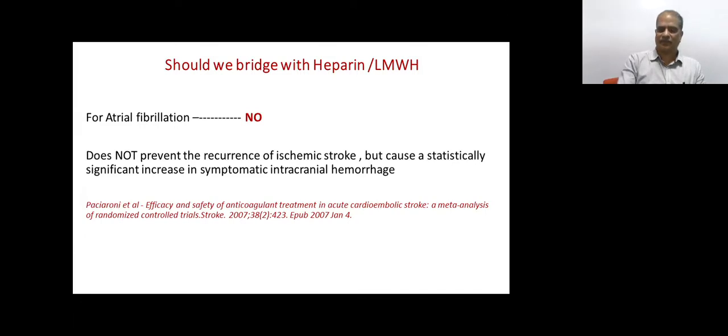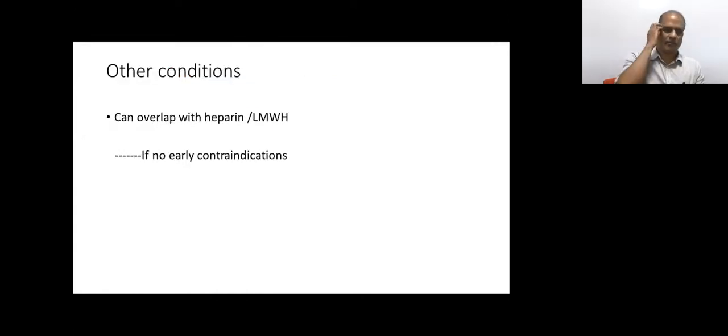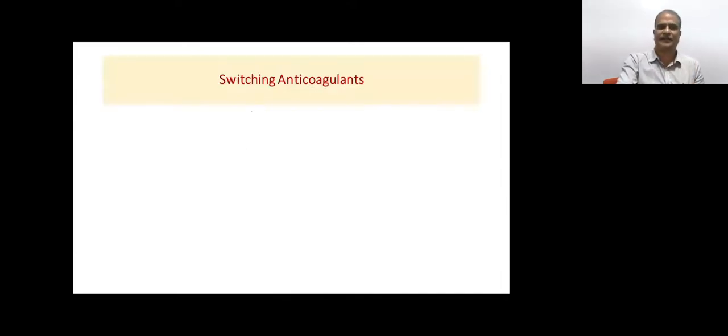Okay, so no bridging, if this is for atrial fibrillation. But for other conditions like carotid thrombus, left atrial thrombus, you can bridge. So only for atrial fibrillation you need not bridge. For others, if there is no contraindication, you can bridge. What about switching oral anticoagulants?